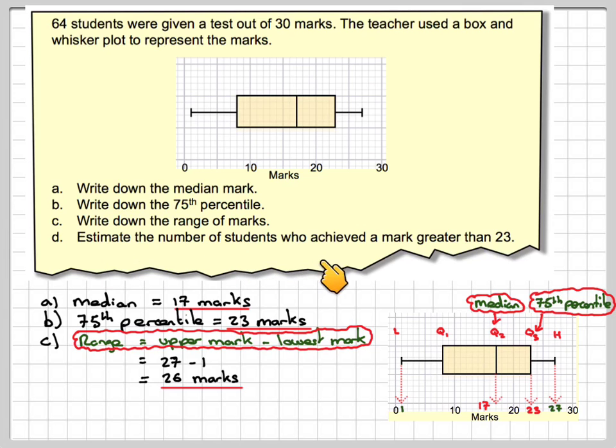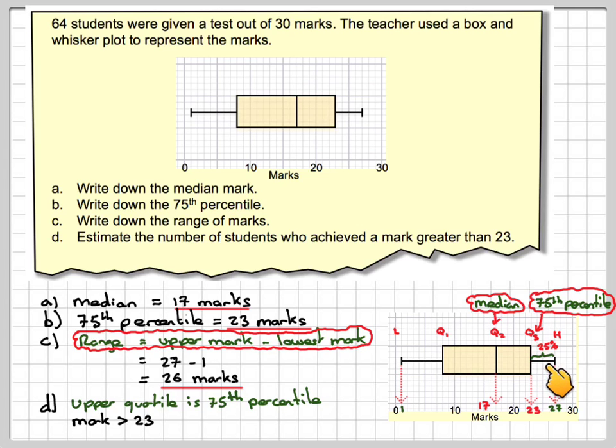Then it says estimate the number of students achieved a mark greater than 23. 23 happens to be the same as the upper quartile, which is the 75th percentile, which is this position here. So what percentage of the marks lie between here and here? And that is the 25%, and therefore we need to work out 25% of 64 students. 25% is 0.25 times 64, which is equal to 16 students.